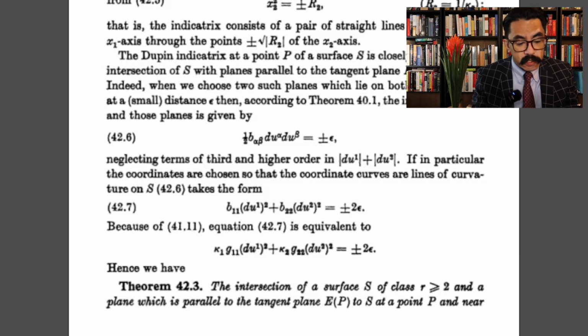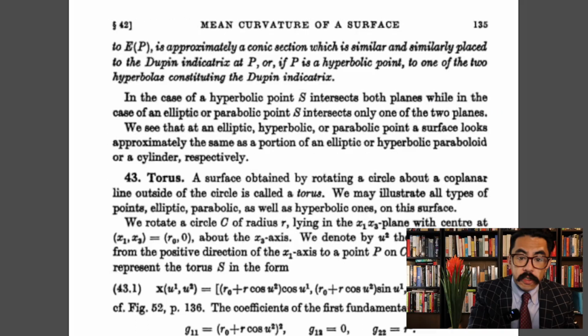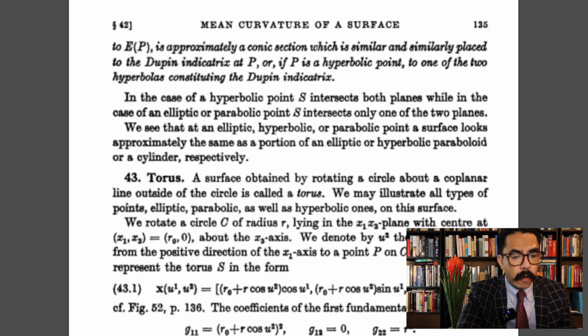The intersection of a surface S of class C^r, r greater than or equal to 2, and a plane which is parallel to the tangent plane E(P) to S at a point P and near to E(P) is approximately a conic section which is similar and similarly placed to the Dupin indicatrix at P, or if P is a hyperbolic point, to one of the two hyperbolas constituting the Dupin indicatrix. In the case of a hyperbolic point, S intersects both planes, while in the case of an elliptic or a parabolic point, S intersects only one of the two planes.